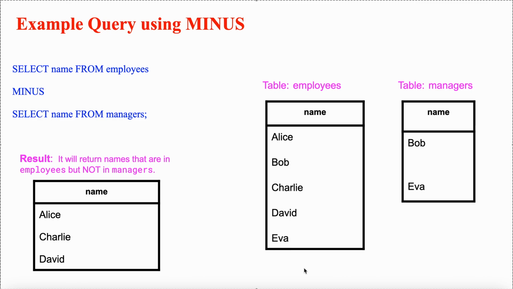Also remember, minus automatically removes duplicates, so the results will show only unique names. That's how minus works in SQL. It's very useful when you need to compare two data sets and find what's different.